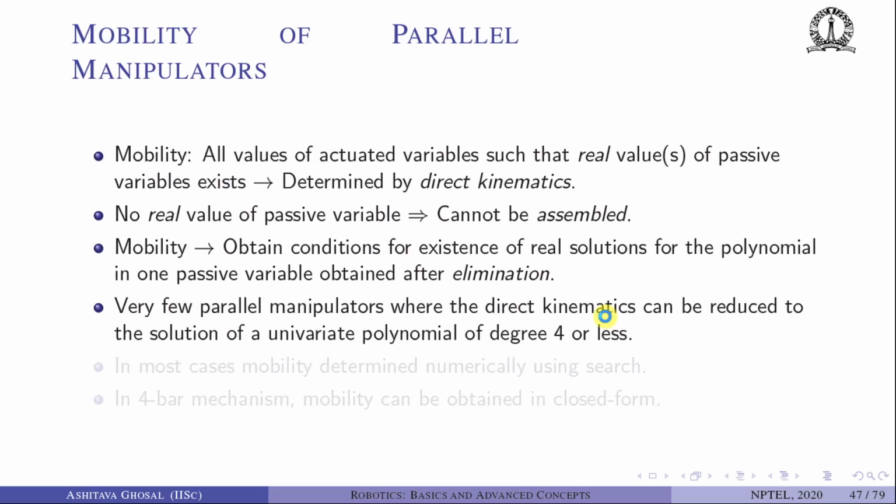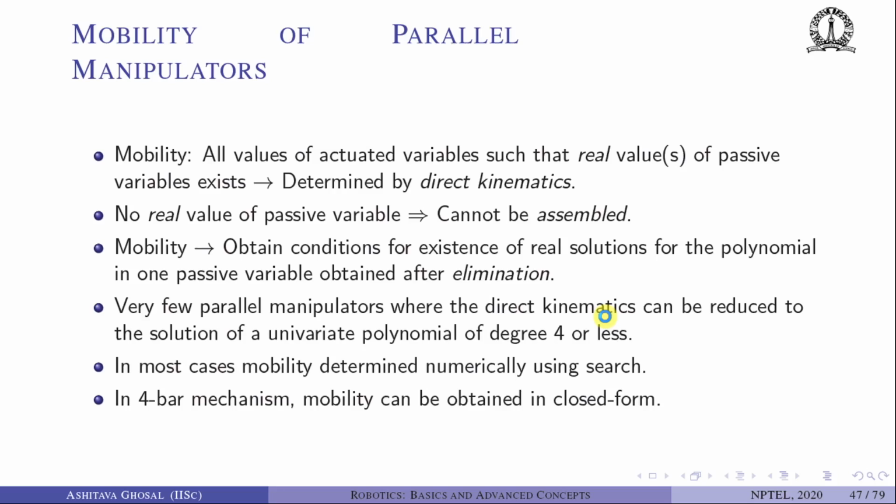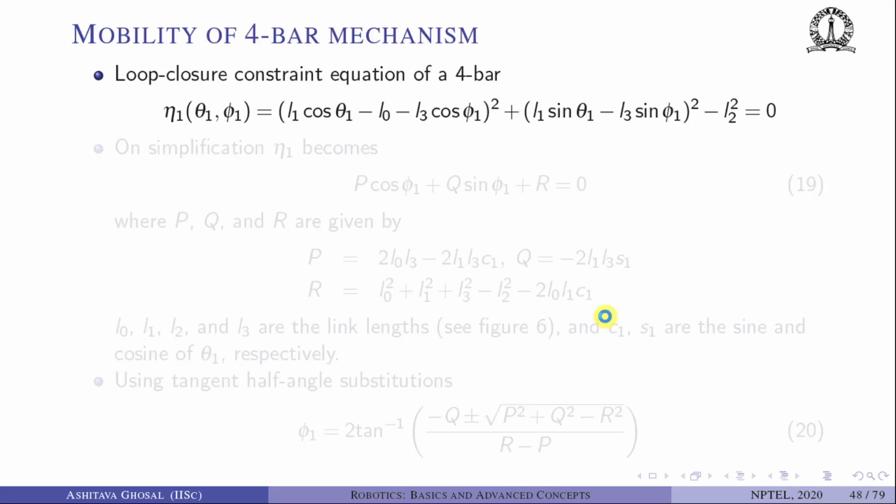There are very few parallel manipulators where the direct kinematics can be reduced to the solution of a univariate polynomial of degree 4 or less. Hence, in most cases, mobility is determined numerically using search. In a 4-bar mechanism, fortunately, mobility can be obtained in closed form. This is the reason why the 4-bar mechanism is used to demonstrate many of the concepts in parallel manipulators and closed loop mechanisms.